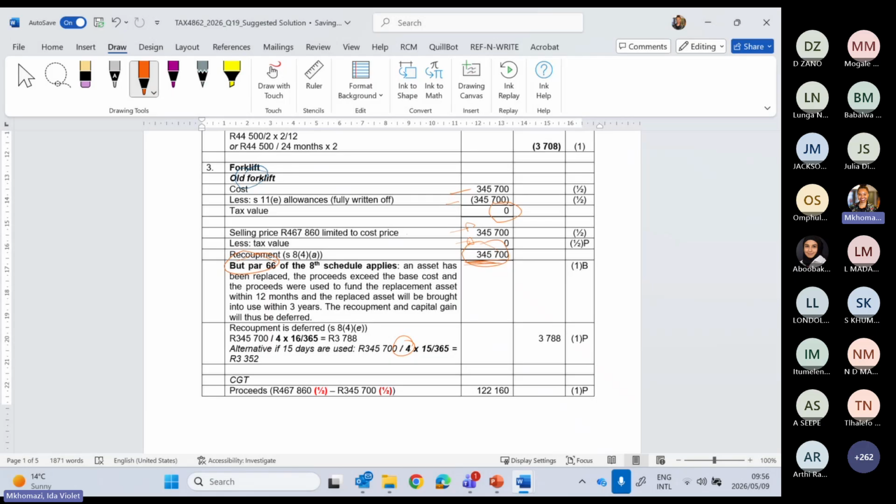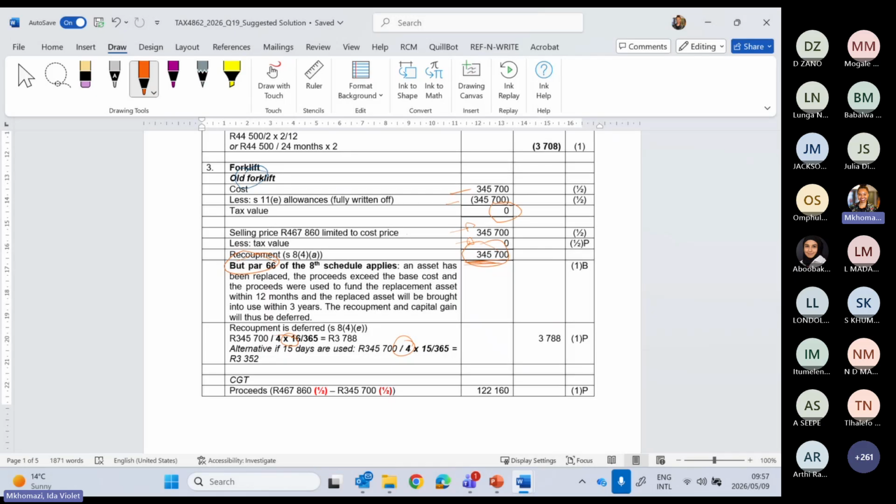And remember, since you are dealing with 11E, you need to apportion. The new asset was brought into use on the 16th of March. So when you count from 16 March to 31 March, you have 16 days, right? It's not 30 days. It is not 1 month. It's exactly 16 days. So do not be afraid to count using your hands, right? Do not be lazy to count. A lot of students last year used 1 month.